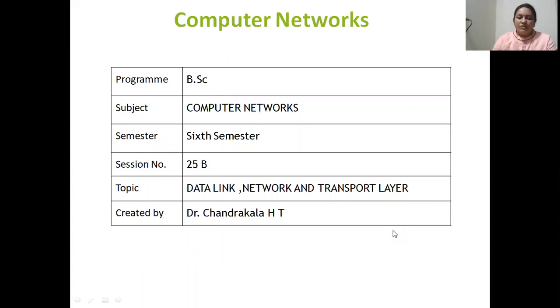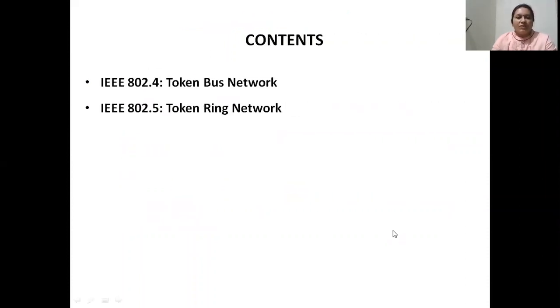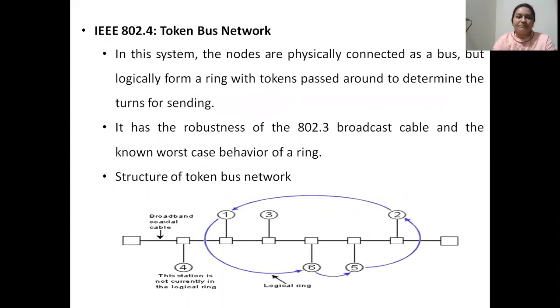In this video, under the topic data link layer, I'll be teaching you two IEEE standards. The first one is IEEE 802.4, which is the token bus network. The second one is IEEE 802.5, which is the token ring network. First, let us discuss the token bus network.